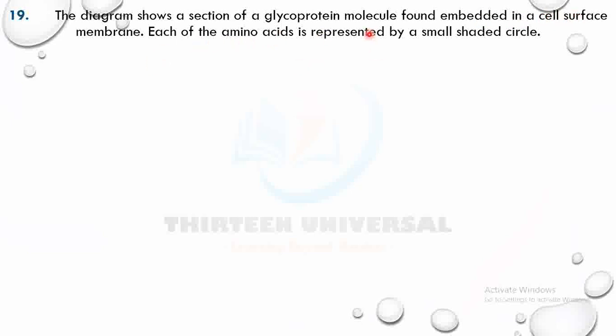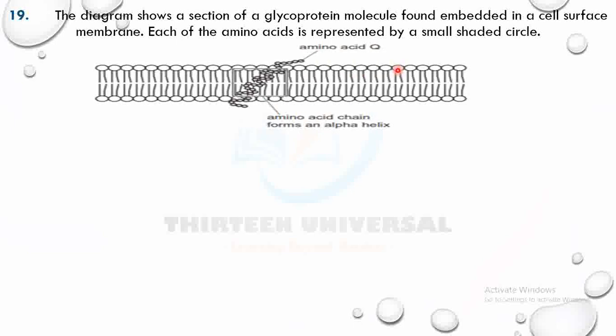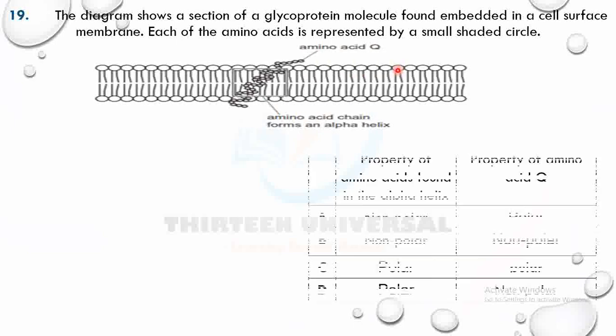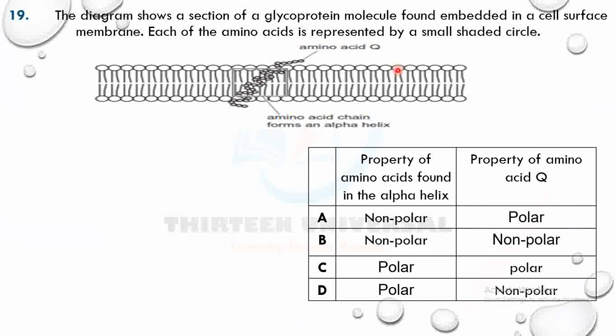Each of the amino acids is represented by a small shaded circle. Can you see that? Yep. So let's go, guys. They want you to find out the property of each amino acid. Pause the video and try the question. Don't forget that you can see this amino acid Q.